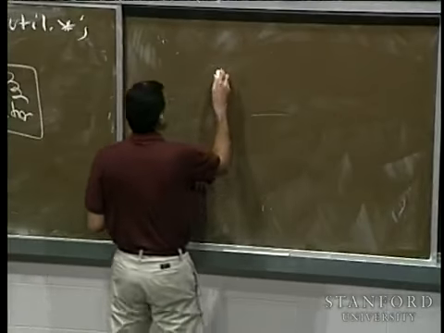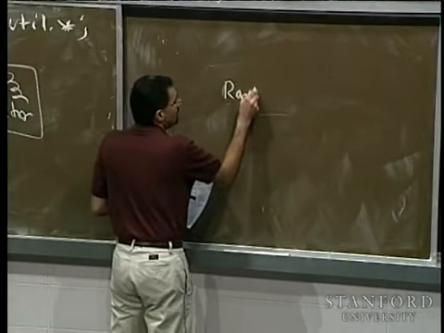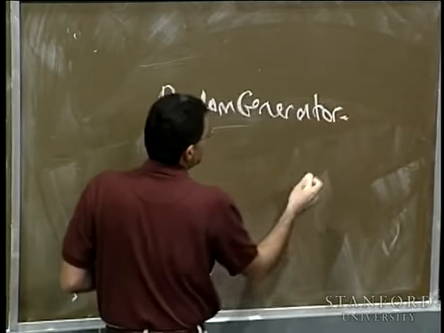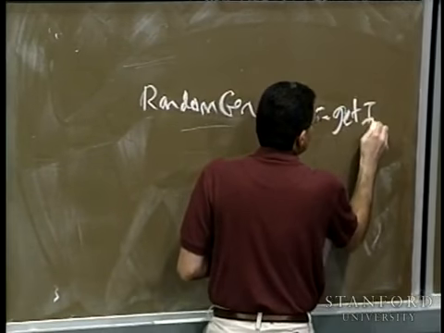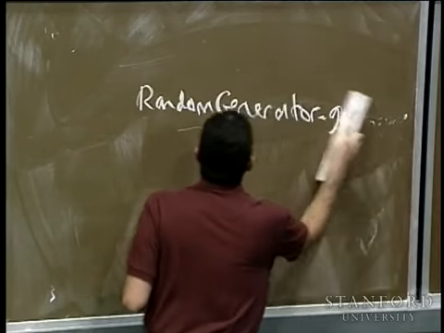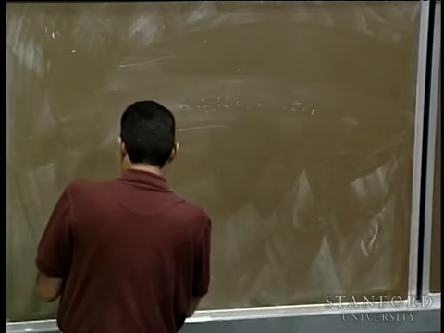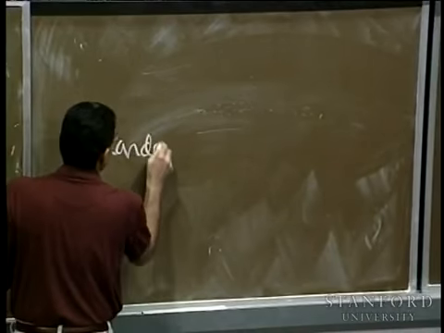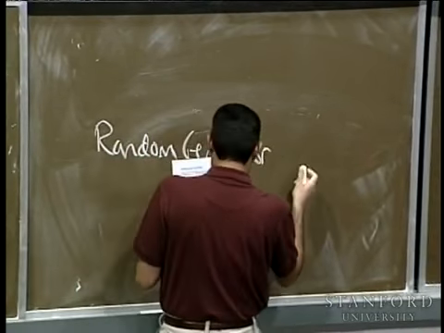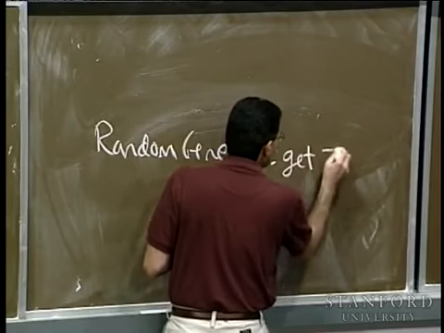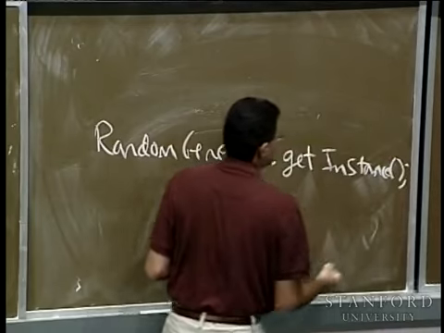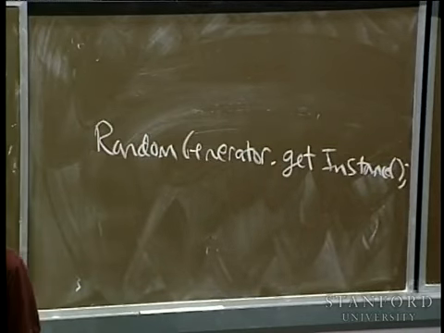What you actually say is RandomGenerator.getInstance, which means give me an instance. I can't fit it all on this board, so let me write it on 2 lines. Oh, I'm just in this hailstorm of chalk. RandomGenerator.getInstance. There are no parameters here. And what that means is give me an object of the random generator type.